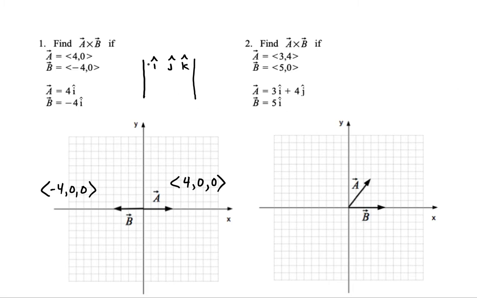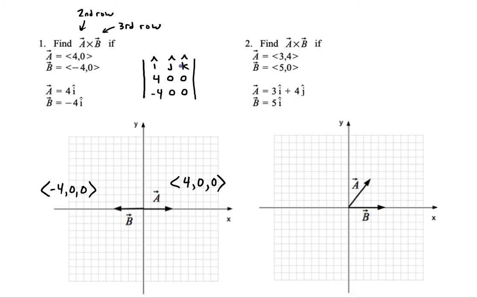And that's what goes in the first row. In the second row, you put your first vector of the cross product. So see, A goes in the second row. And then B goes in the third row. So we're going to have 4, 0, 0, and then negative 4, 0, 0.